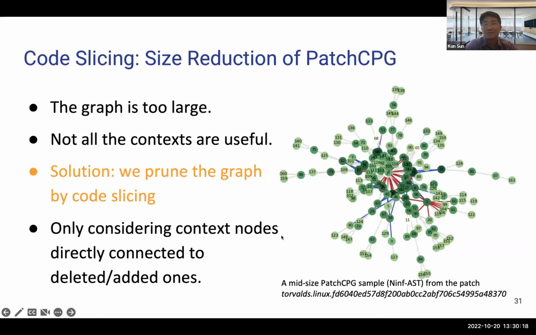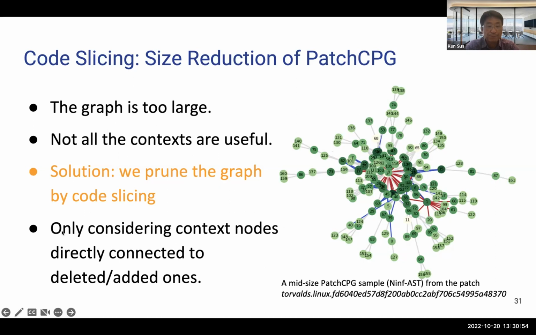So after we generate this patch CPG, one challenge we faced is the size is too big, very large, right? And also not all those context information will be useful. So we propose using the slicing technique to prune the graph, make it smaller, and get only the most relevant information, the code.